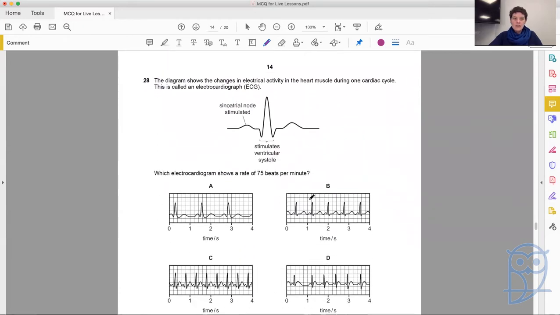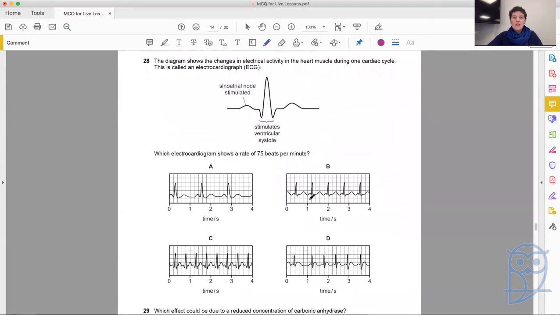Question 28. The diagram shows the changes in electrical activity in the heart muscle during one cardiac cycle. This is called an electrocardiograph, an ECG. So you can see your sinoatrial node stimulating, you can see ventricular systole, and then they ask you, which electrocardiogram shows a rate of 75 beats per minute?